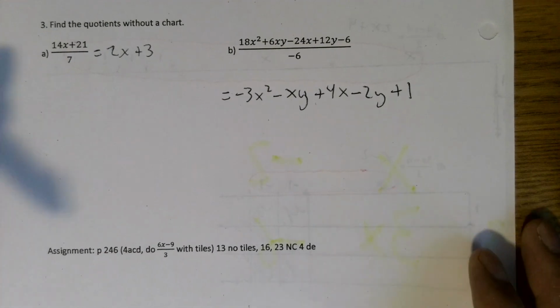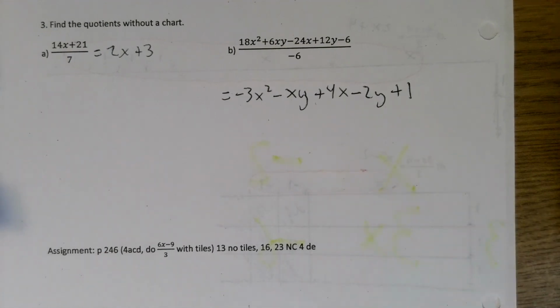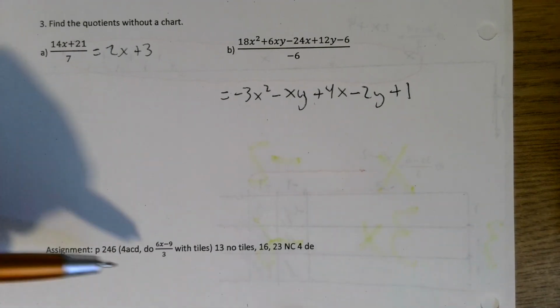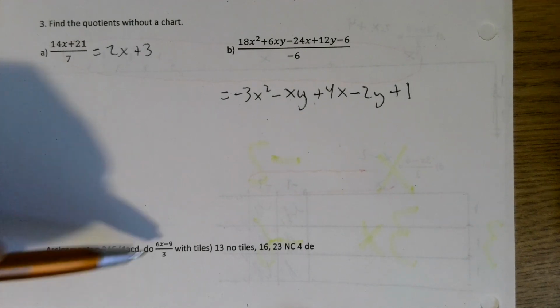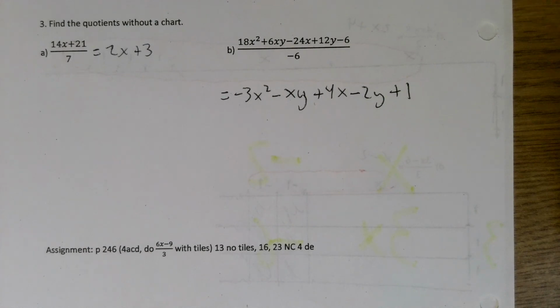Okay, there's your assignment. Notice you guys need to do page 246 for ACD, and then just do 6x minus 9 over 3 with tiles. So you want to draw the diagram for that the same as we did on the first page.